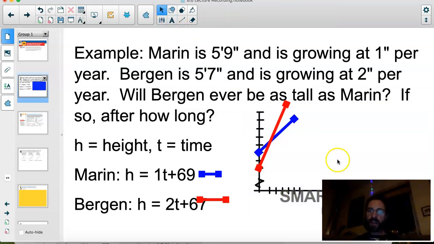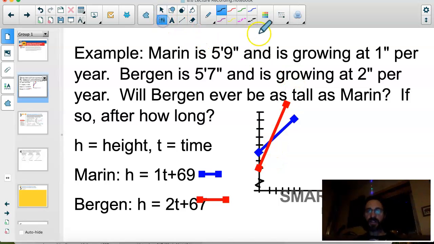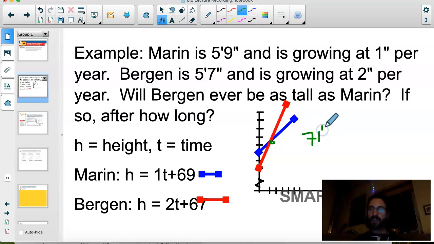So check out. Now my graph isn't exactly perfect because I don't have all the lines, but I made a graph here, and on the bottom here are years, year 1, year 2, year 3. And up here I'm starting at 67, 68, 69. And when I graph each one of these equations, you can see that there's an intersection, that they actually cross right here after year 2. Because after year 2, Bergen would be 71 inches tall, and Marin would also be 71 inches tall. So they're both 71 inches tall after 2 years.